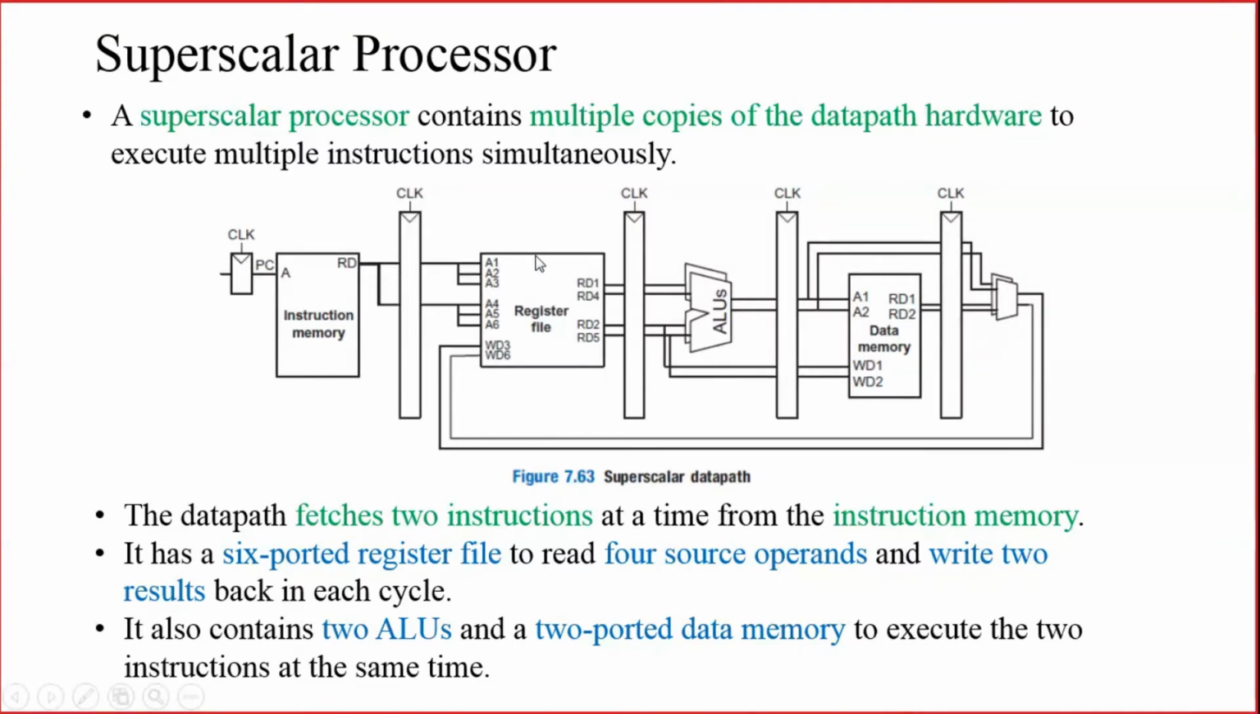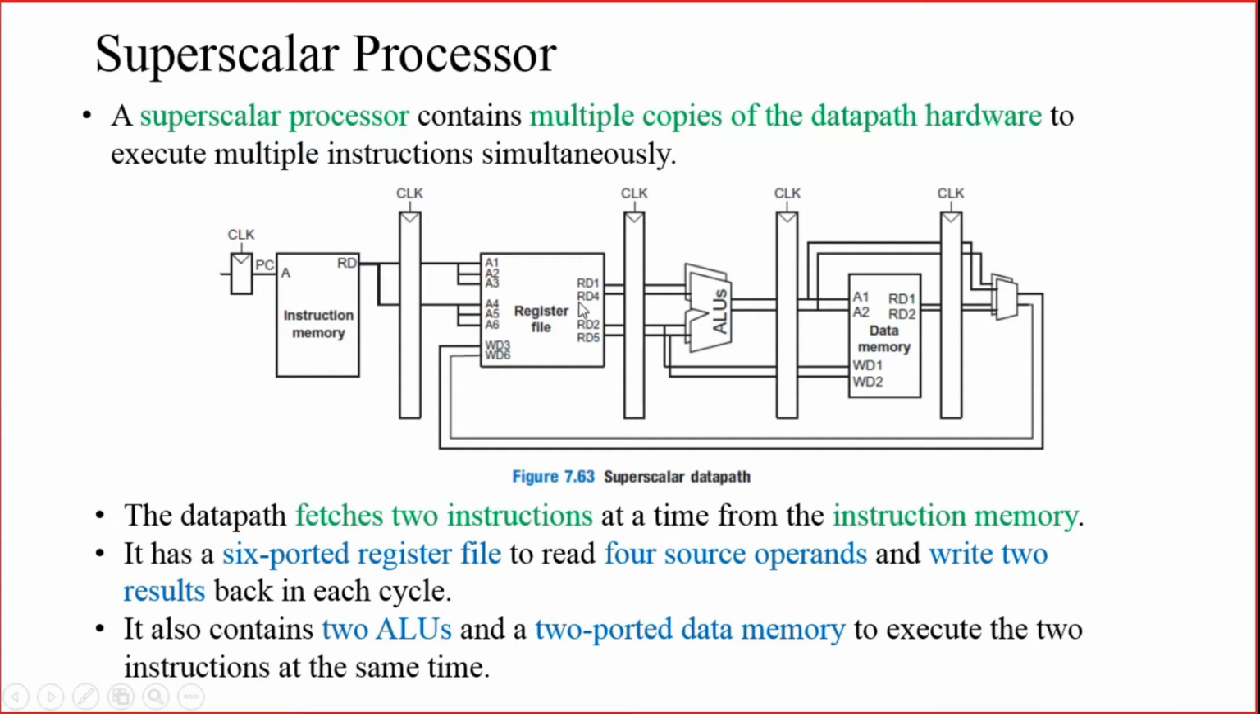Then it is given to a register file. So what is the speciality of this register file? It contains 6 ports. So what are the 6 ports? 4 read ports and 2 write ports. Normally in a register file you will have 2 read and 1 write port, that is a 3-port register file. But here, since you are reading 2 instructions from the instruction memory simultaneously, we are taking a register file which has 6 ports, that is 4 reads and 2 writes.